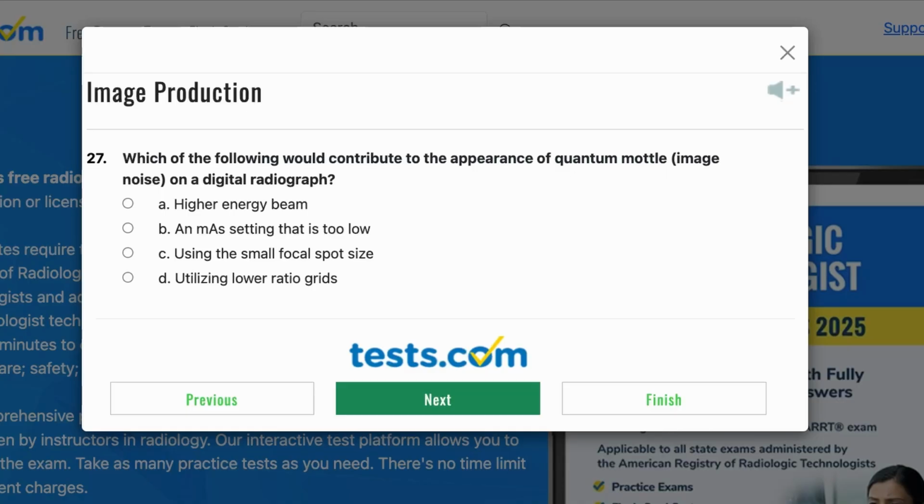Question 27. Which of the following would contribute to the appearance of quantum mottle or image noise on a digital radiograph? A. Higher energy beam. B. An MAS setting that is too low. C. Using the small focal spot size. D. Utilizing lower ratio grids.